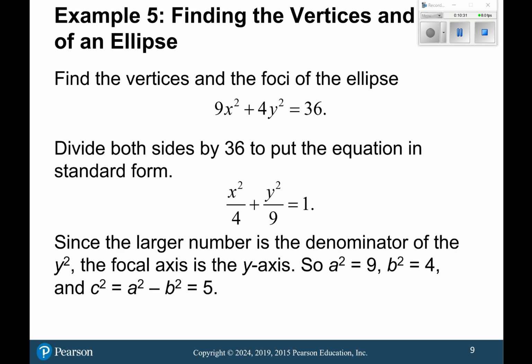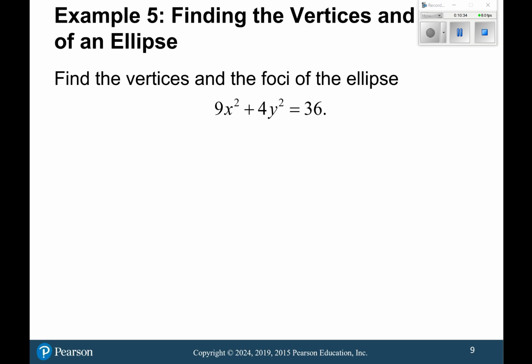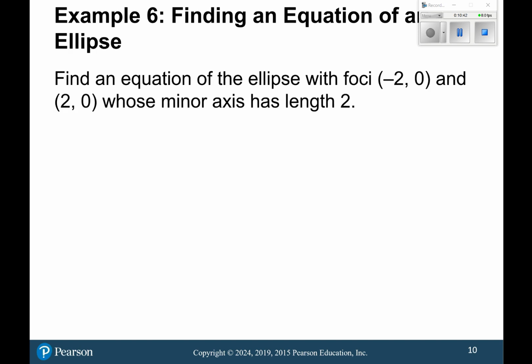Okay, so here, I gave you the equation. Let's figure out the center, focal points, and vertices. Let's go the other way. They tell you: find the equation of an ellipse where the foci are at (-2, 0) and (2, 0). The minor axis has a length of 2. That's all the information that we need to write the equation.